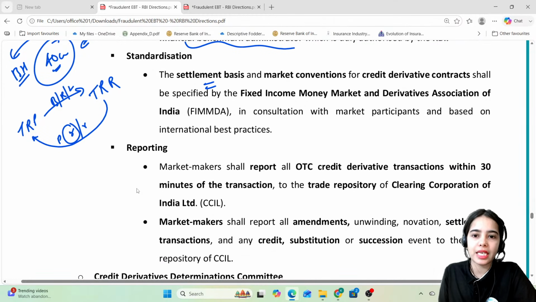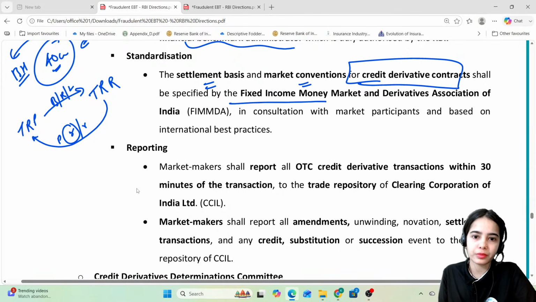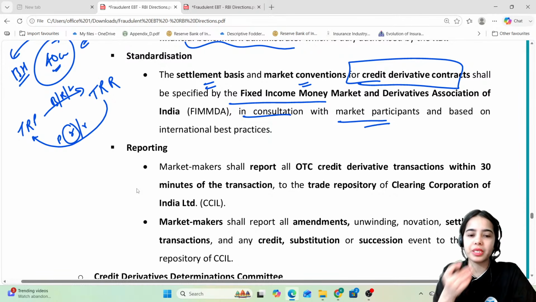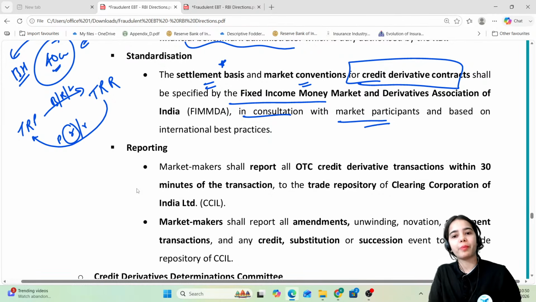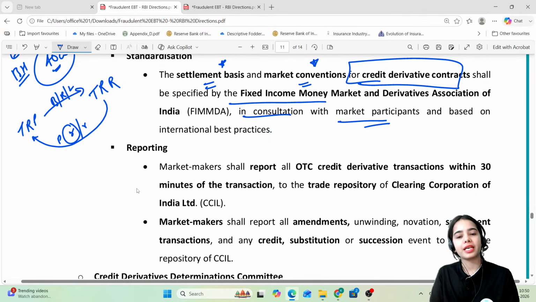The settlement basis and market conventions for credit derivative contracts shall be specified by the FIMDA in consultation with the market participants and based on international best practices. Okay. So how the settlement will happen, the market conventions, they are going to be decided by the FIMDA.